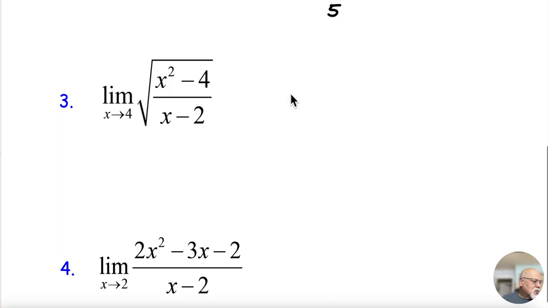Now, with this one, can we do this by subbing in? Well, let's see. If I put 4 in there, I'll get 4 minus 2 on the bottom, which is 2. On the top, I'll get 16 minus 4, which is 12. And 12 divided by 2 would be 6. And so that's just the root of 6. So that one worked.